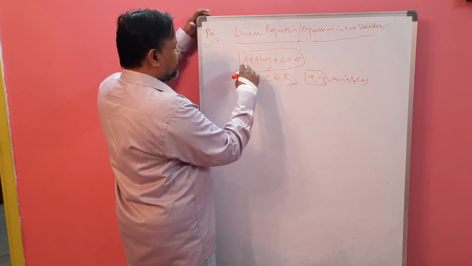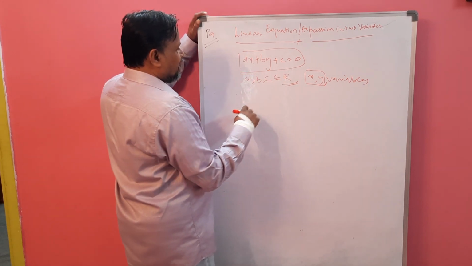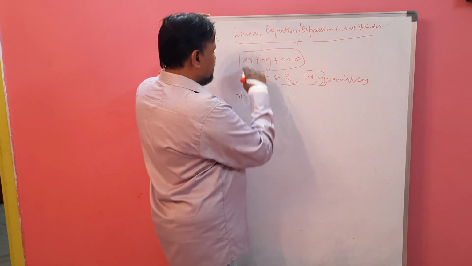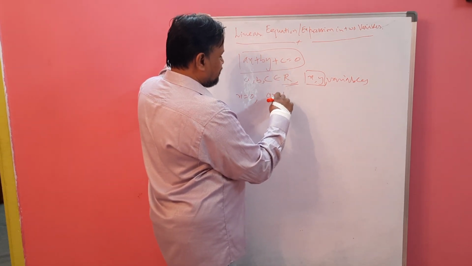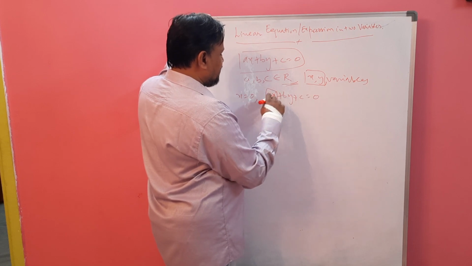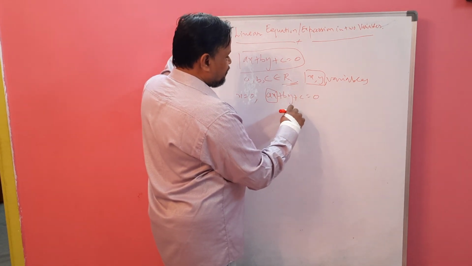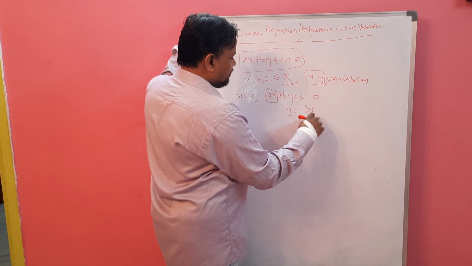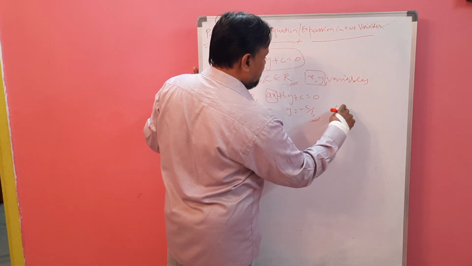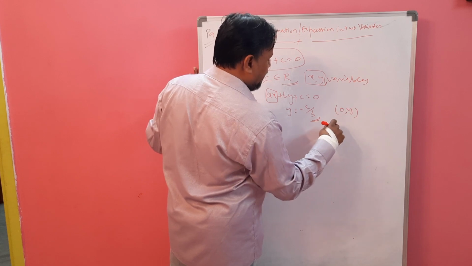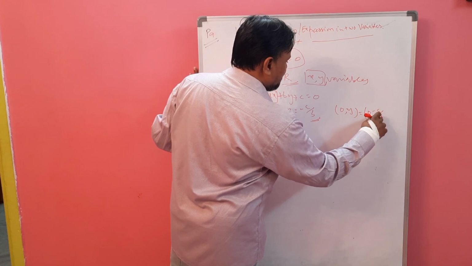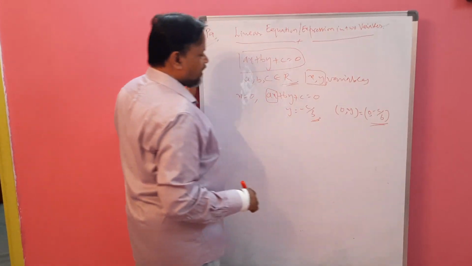If we put x equal to 0 in this general equation, what happens? The term ax becomes 0, and the y value is minus c by b. So the point is 0 comma y, which is nothing but 0 comma minus c by b. So this is your point.